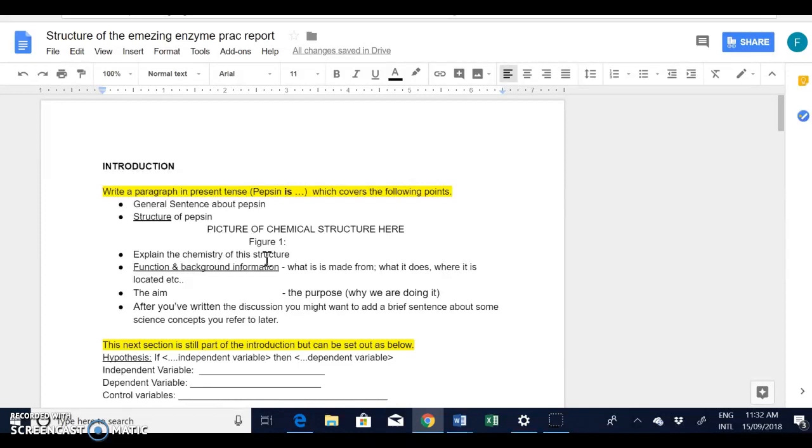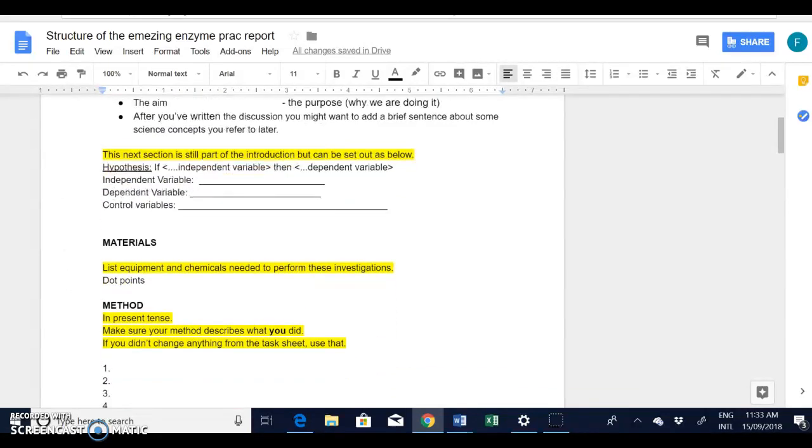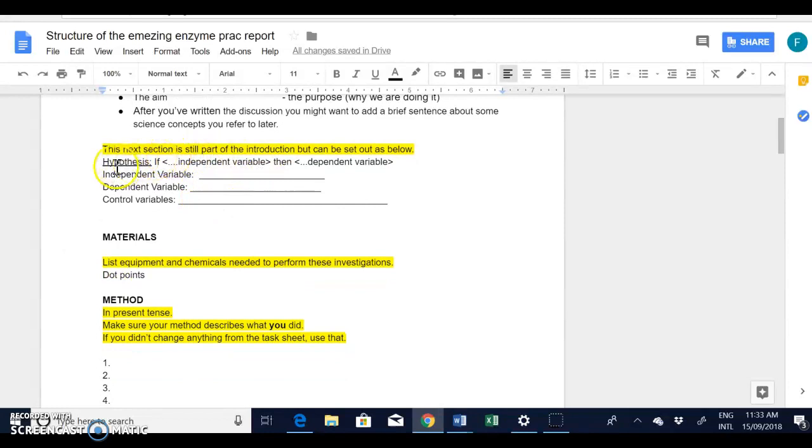Okay, then sometimes we write introductions after we write the discussion. You might want to incorporate, after you've written your discussion, a little bit of other science concepts that you use in your discussion, just really briefly, so you don't steal your thunder for your discussion. Then, this next bit is still part of your introduction, but it can be set out like this.